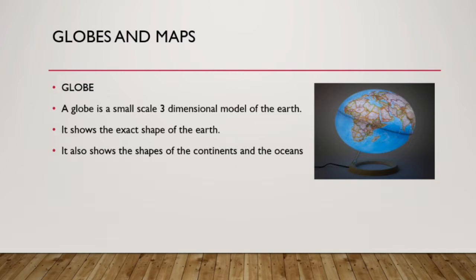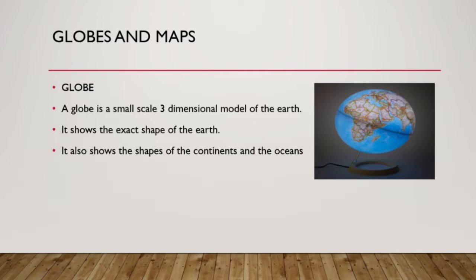So by studying, we are going to say a globe is a small scale, 3-dimensional model of the earth. It shows the exact shape of the earth and also shows the shape of the continents and the oceans. So here, students, we have an image of how the globe appears. You can see it, and the area which is covered with blue color means this area is water. It's an area of water, an area of oceans.